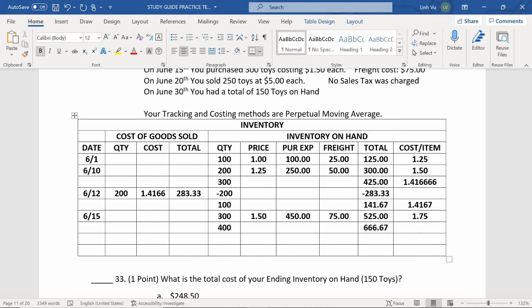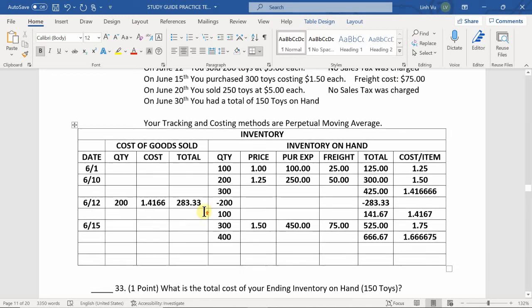But it's 1.666667. It is 1.666667 divided by 400. How many sixes? Four. Good.